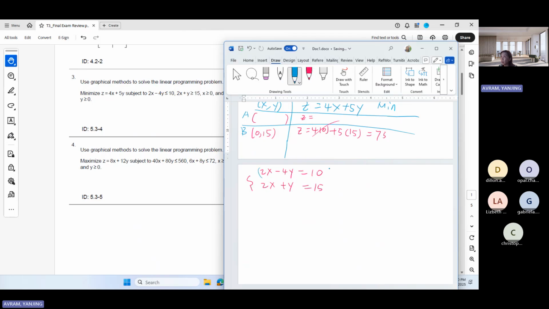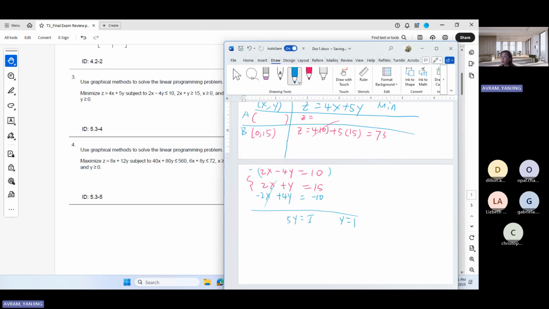I'm going to multiply both sides by -1 on this. So this will be -2x plus 4y equals -10. Remember, I also need to multiply this. And then I just add these two together, so the 2x cancels out. So I have 5y equals 5, so y will be 1, right?